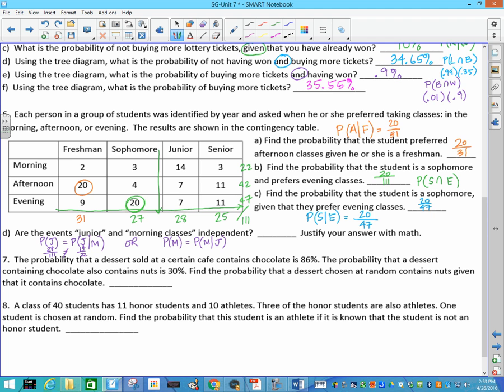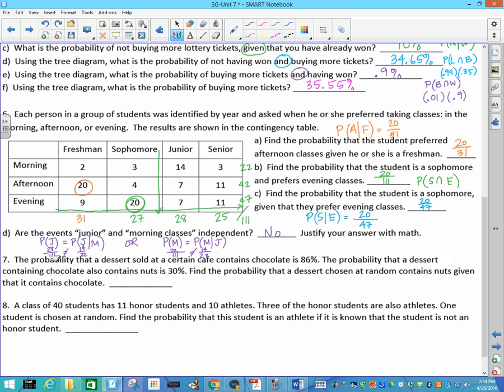If you chose to do it this way, or this is easier for you to understand, then your numbers would be probability of morning, which is 22 over 111, equals probability of morning given that they're a junior. The total juniors is 28, and how many of those are in the morning is 14. So again, those two numbers are not equal to each other. So are they independent? No, they are not independent.